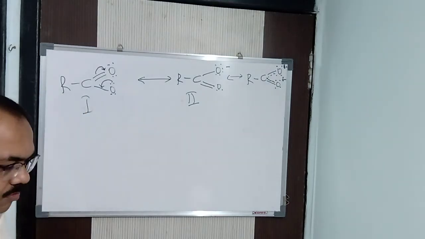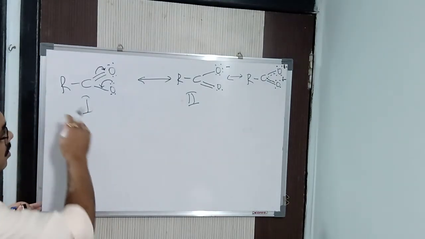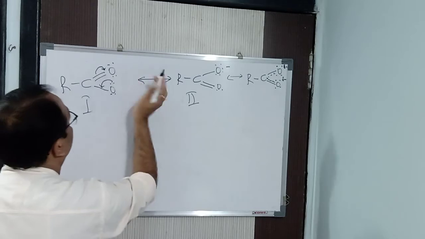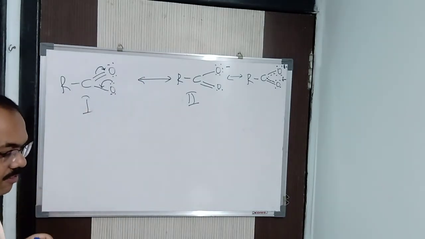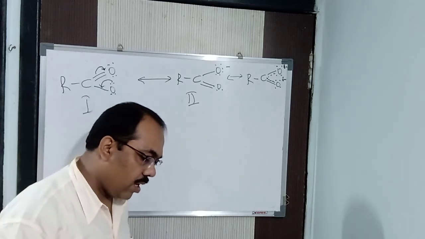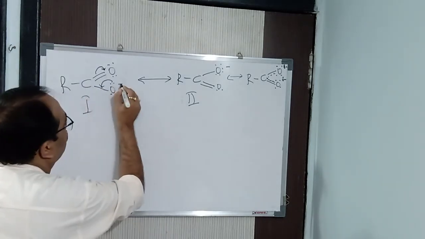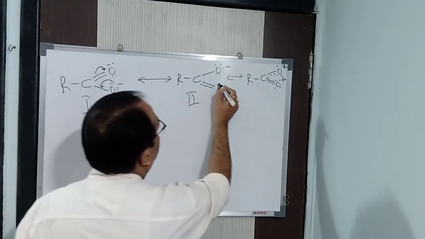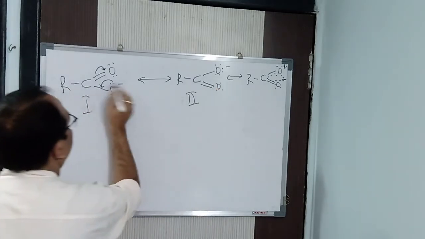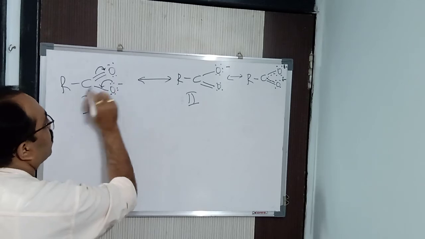Now let me come to the phenoxide ion. This I said to you is the carboxylate ion. This is the carboxylate ion I have discussed with you. Now I am going to discuss the phenoxide ion. Here the negative charge is there initially. Sorry, I forgot to write the negative charge here.